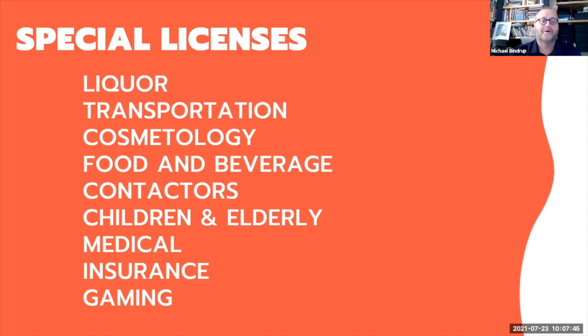Okay. So medical, anything with insurance, anything with gaming, if you're a private investigator, if you're a locksmith, you can't just say, "Hey, I'm a locksmith," and be in business. There's a special license from the state that you have to go through. And so those are the special licenses. So in your type of business, if you have a special type of license, you need to get that in addition to your local license. Even before you open your doors, you need to be licensed from the state.